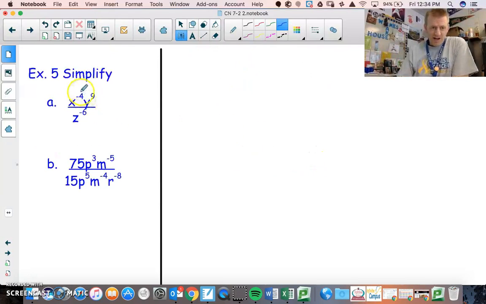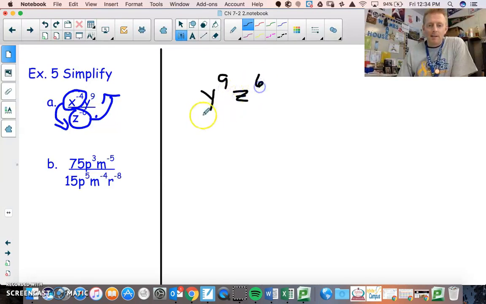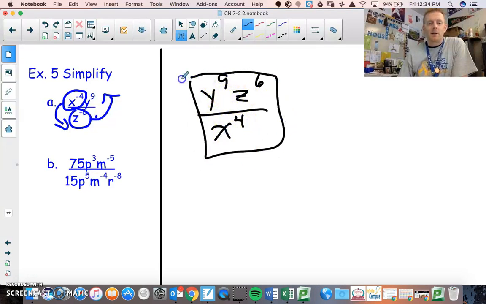So, on this first example, the x to the negative 4, we're going to shove to the bottom of the fraction. The z to the negative 6, we're going to throw to the top of the fraction to get rid of those negatives. So it's going to be rewritten as y to the 9th, z to the 6th, and then that x to the negative 4th turns positive by shoving it on the bottom of the fraction. So x to the positive 4th is now on the bottom. Because they're all different letters, it just stays what it is.